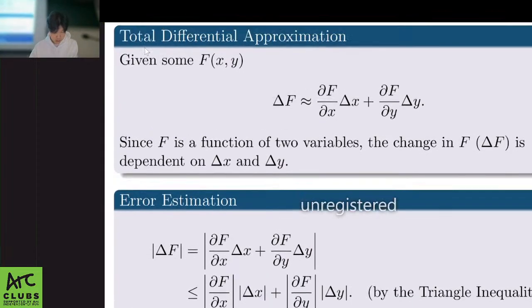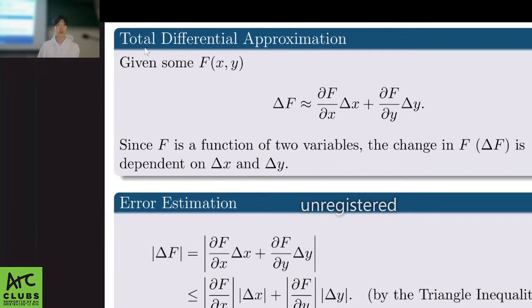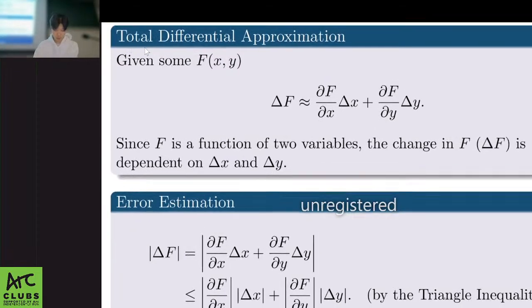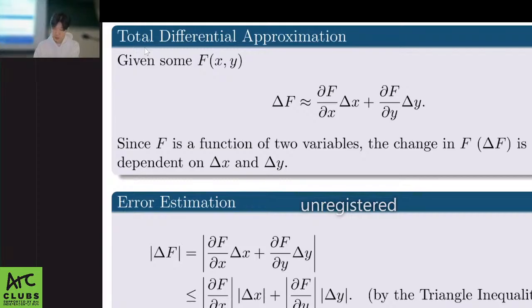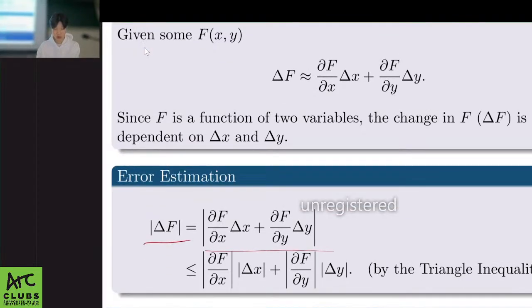And there's this part here called error estimation. If we want to find the upper bound of the error, we can put an absolute value on both sides. And then by the triangle inequality, it's going to be smaller than or equal to the absolute value of each term added up.